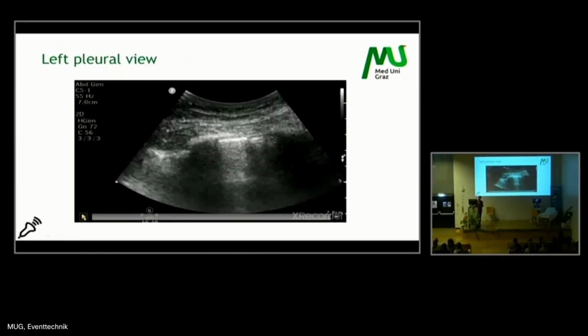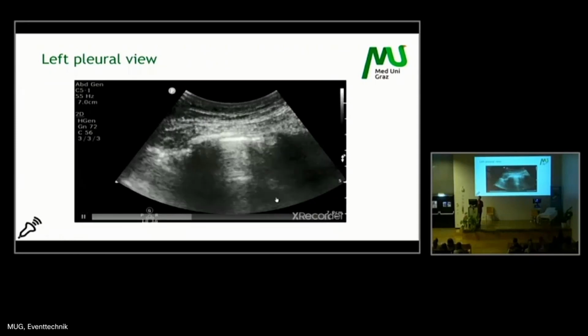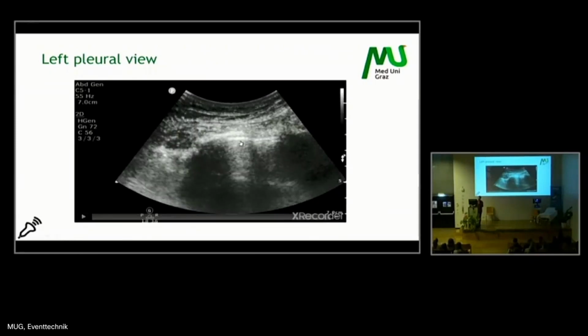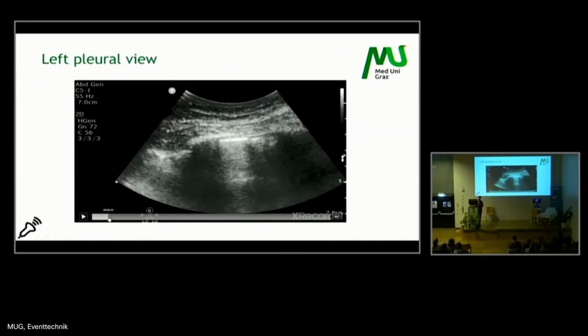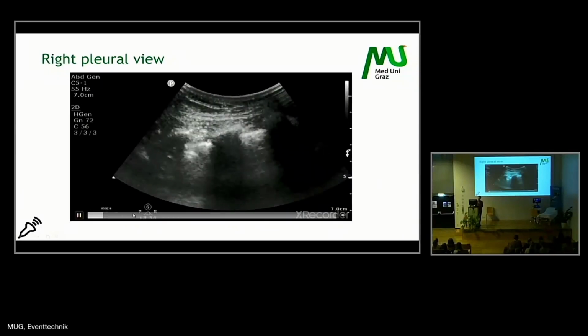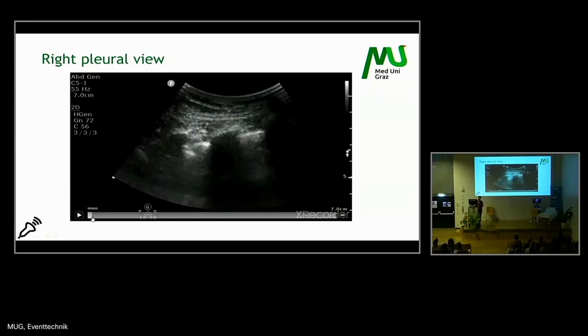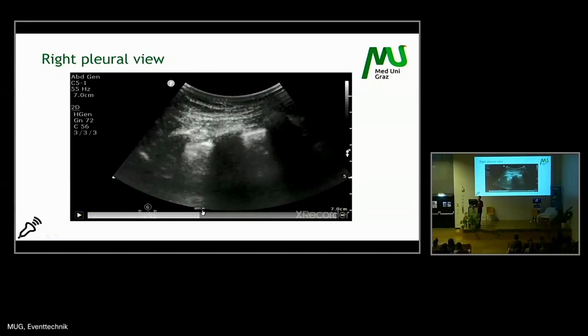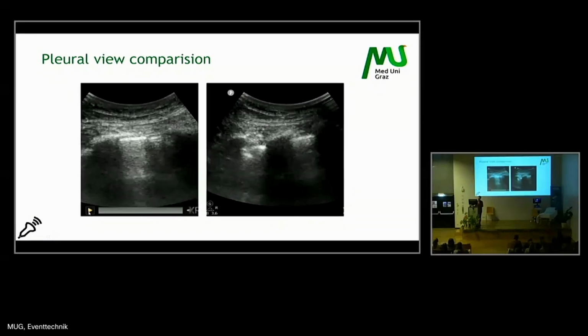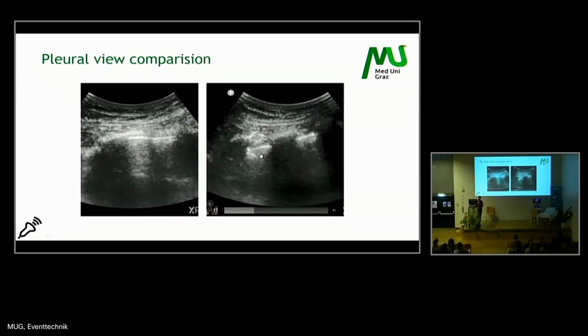And when we did a pleural view, in this case on the left side, we can't quite get the feeling that there is movement of the pleura. So we compared it to the other side, where the seashore sign was quite nicely shown with the movement of the pleura. For comparison, here on the left side, and here on the right side. So we were highly suspecting pneumothorax in this case.